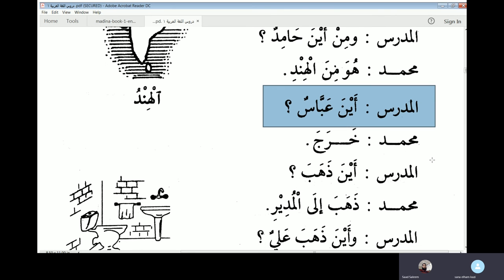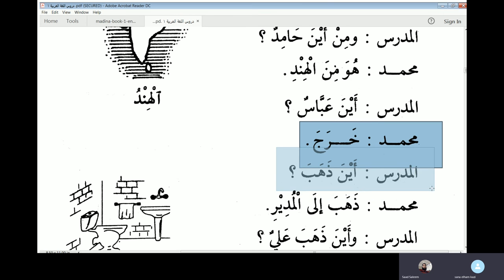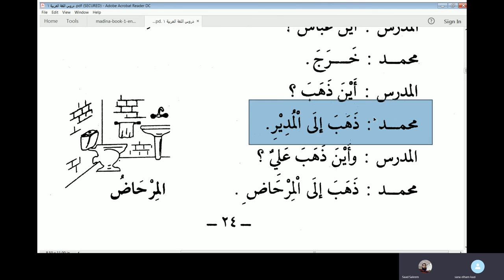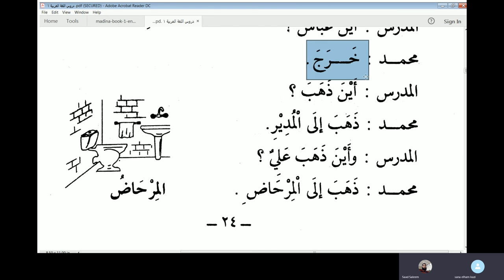Aina Abbasun? Where is Abbas? Kharaja. He went out. Aina zahaba? Where did he go? Remember that zahaba and kharaja are used for the masculine only. Kharaja means he went out, and zahaba means he went. Both are for the masculine gender. You will learn about the feminine later, inshallah.